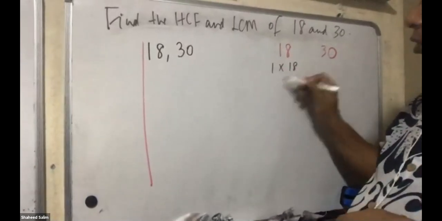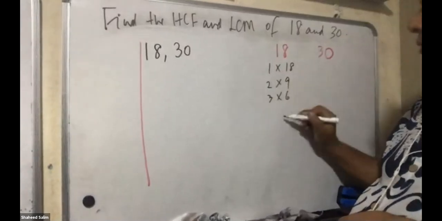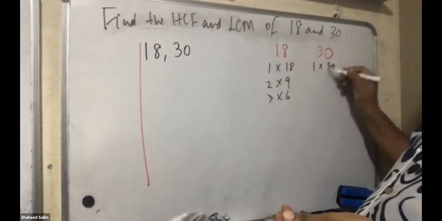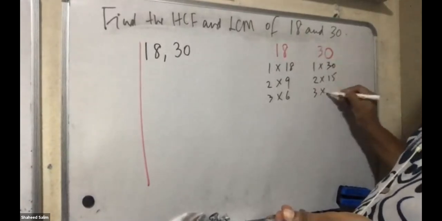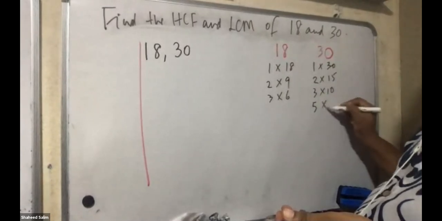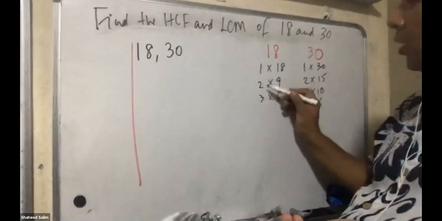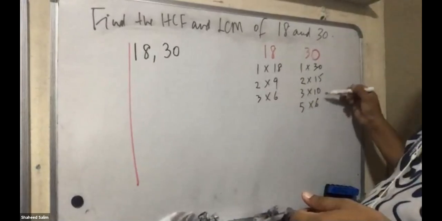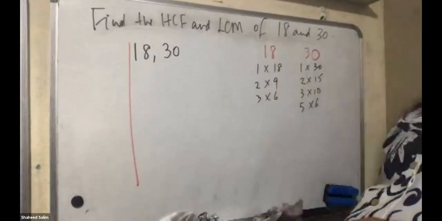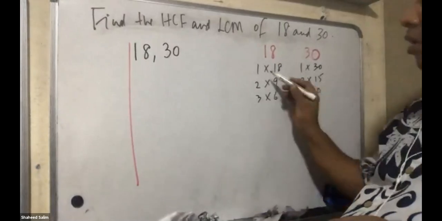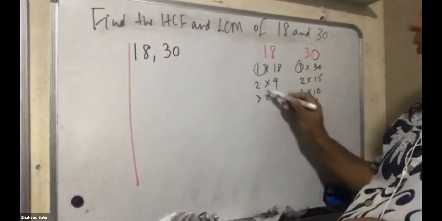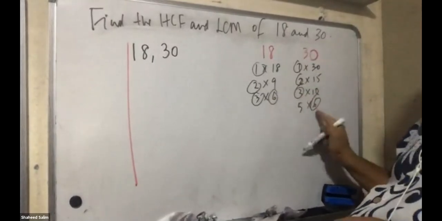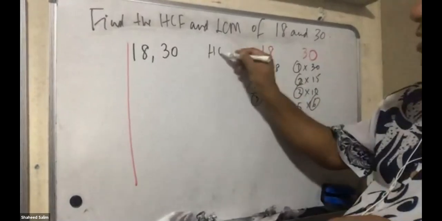1 times 18. 2 times 9. 3 times 6. That's all. 4 cannot, 5 cannot, 6 times 3, same thing. 1 times 30. 2 times 15. 3 times 10. 4 cannot, 5 times 6. And that's it. So 1, 2, 3, 6, 9, 18. These are the factors of 18. 1, 2, 3, 5, 6, 10, 15, 30. These are the factors of 30. Primary school, what we do, we circle all those that are the same. 1, 2, 3, 6. 6 is the highest. HCF is 6.